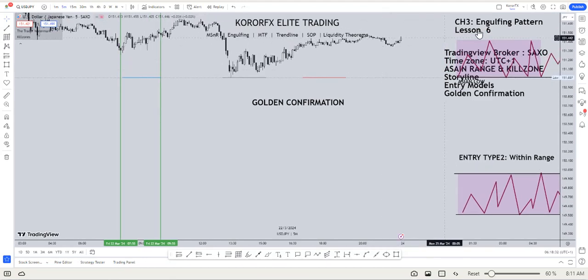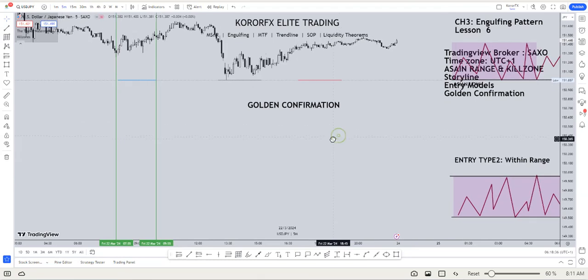This is Chapter 3, Engulfing Pattern, Lesson 6, and I am going to explain the golden confirmation. This is my own confirmation that I use, the engulfing pattern, to enter the market without waiting for any other concepts. But let me tell you guys some information.